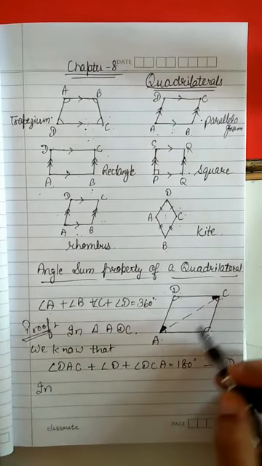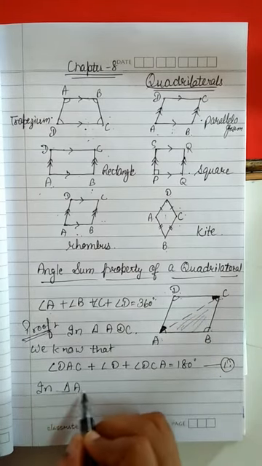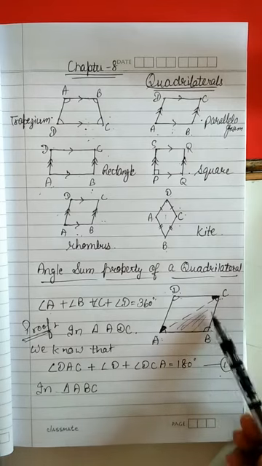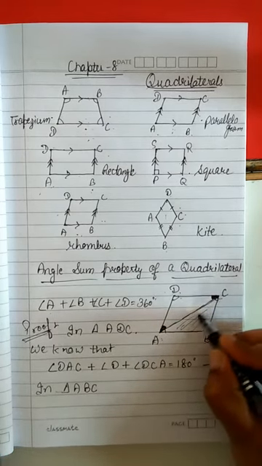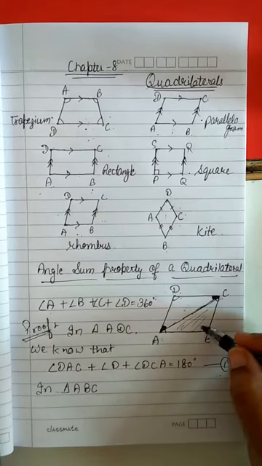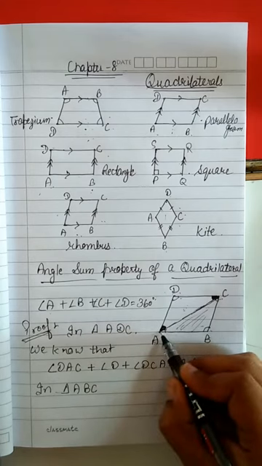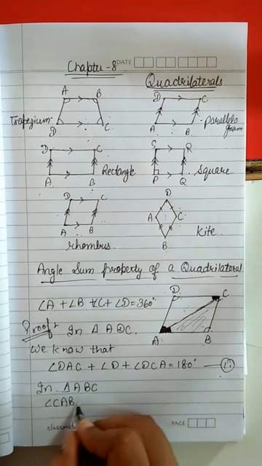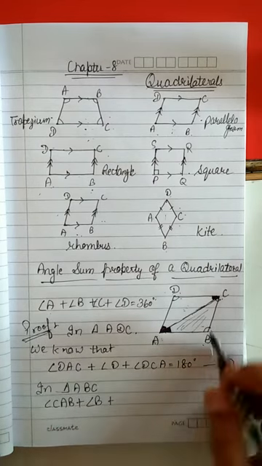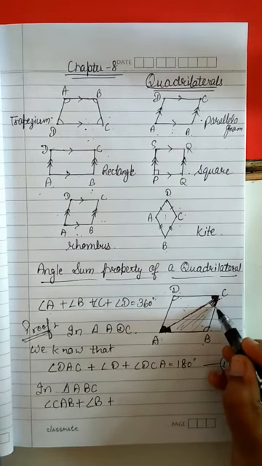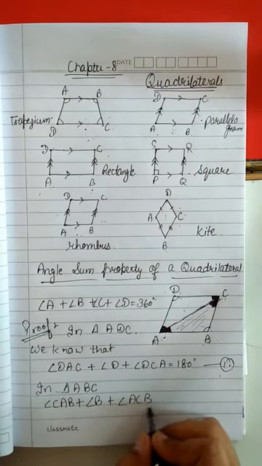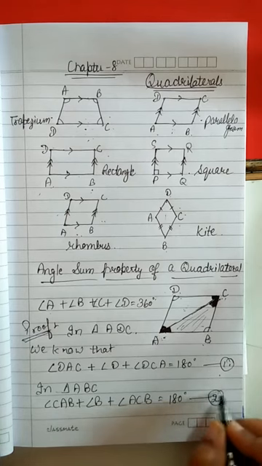Now I take this triangle. In triangle ABC, the same property applies, that the sum of all angles of a triangle is 180°, because when we join this diagonal, the quadrilateral divides into two triangles. So the name of this angle is angle CAB plus angle B plus angle ACB is equal to 180°. Let us take this as equation 2.